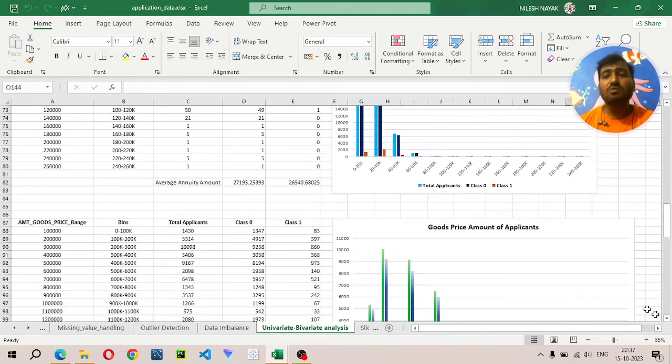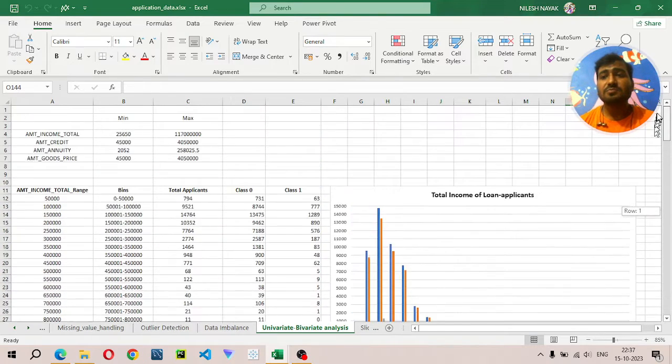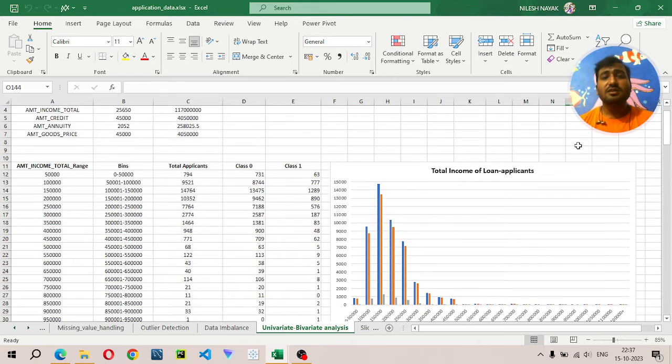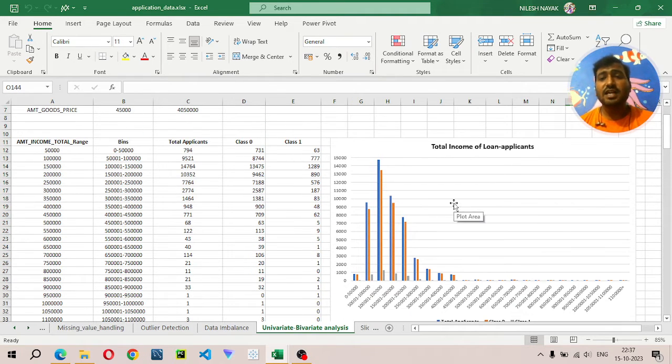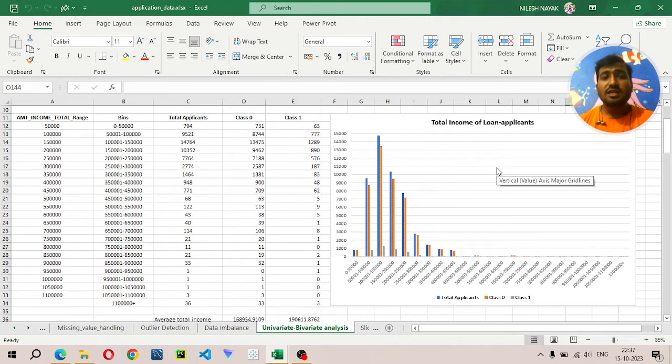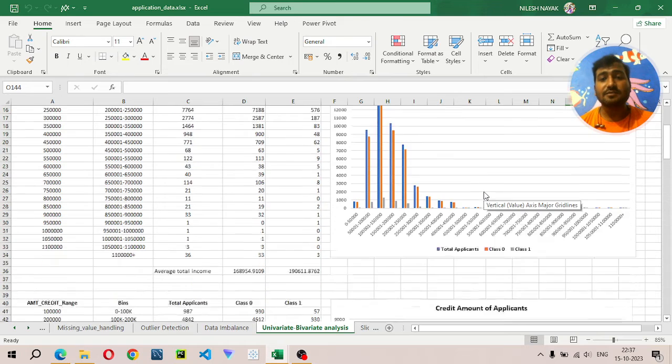Now coming to the more descriptive part, here is the chart for total income of loan applicants. Now we have done the segmented univariate analysis. We have divided the data into class 0 category and class 1 category. Class 1 is the applicants having problems with loan payment. We have the total applicants, and the bins of the total income range have been created. Here I have created the range and the total applicants, class 0, class 1, and the same has been shown in the chart.